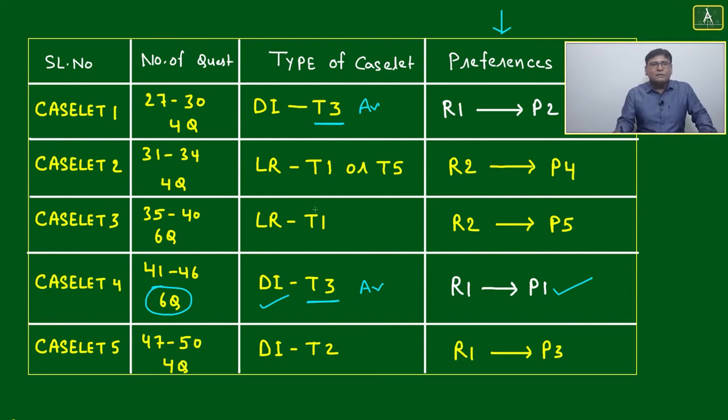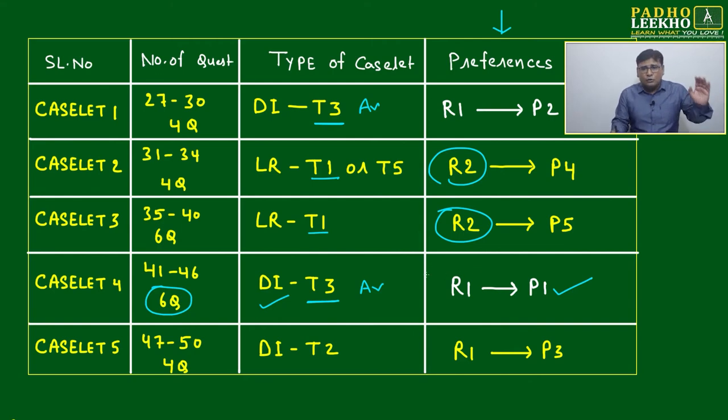Now LR, both of the caselets are based on T1 distribution, we will keep in round 2 because it is time consuming. To solve even one question, maybe you have to make 3-4 tables to arrive at the conclusion. Multiple options and multiple possibilities will be there. You can't ignore a single possibility. If you ignore one, the question will become wrong. So LR goes to round 2.